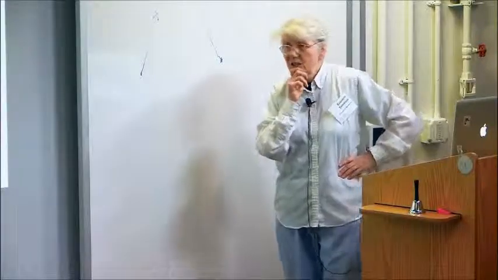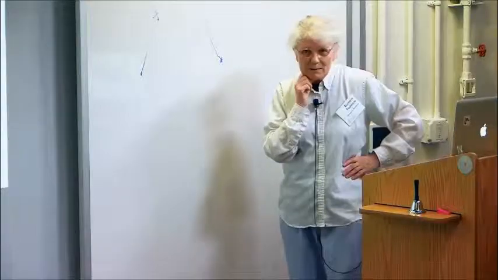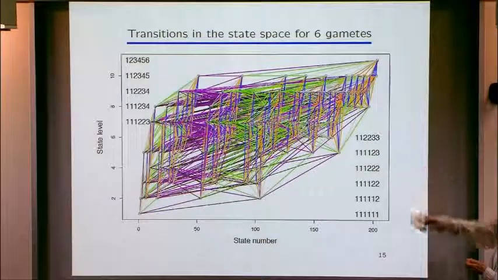I'll show you some little bits of results we've done with just six gametes. The problem, again a point made by Nick, is that the number of partitions goes up hugely, so it's very hard to think about partitions among large numbers of gametes. It's not so hard to think about six gametes or three individuals, so we've been doing a lot of test examples on that. This is just a representation of the underlying space.